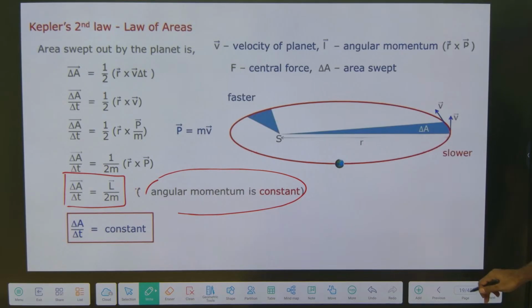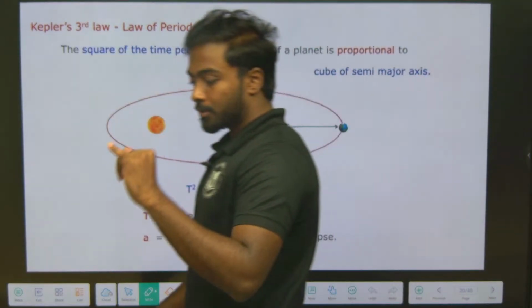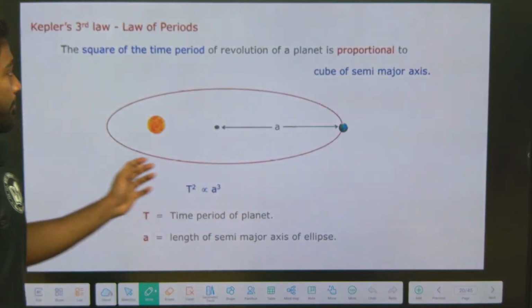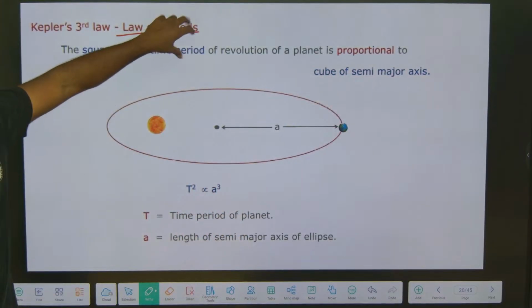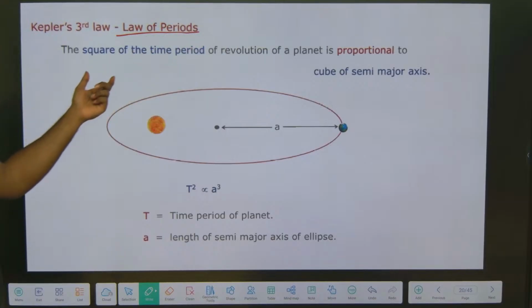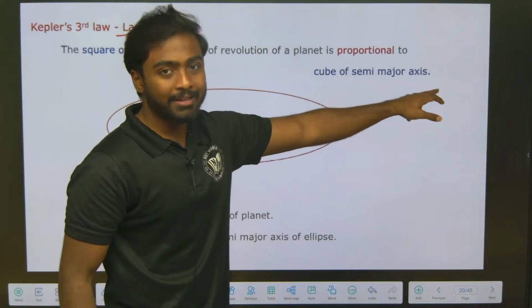Okay. So the next one is Kepler's third law. The first law we have seen, the second law, and the third law is nothing but the law of periods, that is, the time period. The square of the time period of revolution of a planet is proportional to the cube of the semi-major axis.